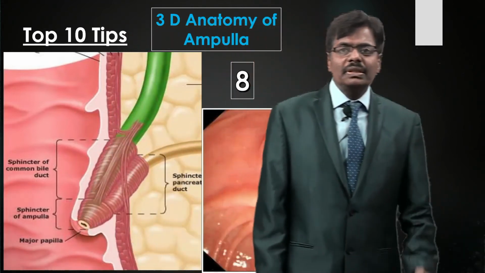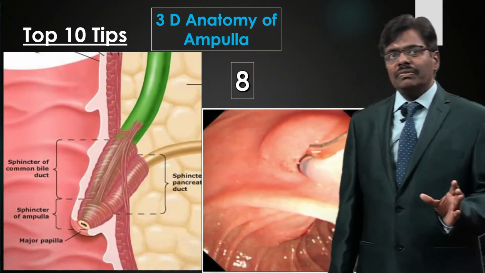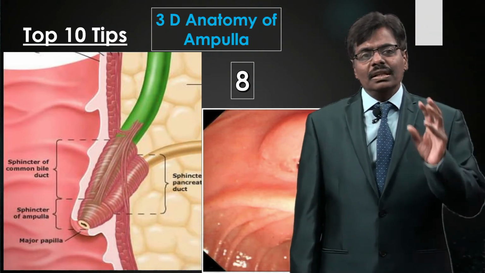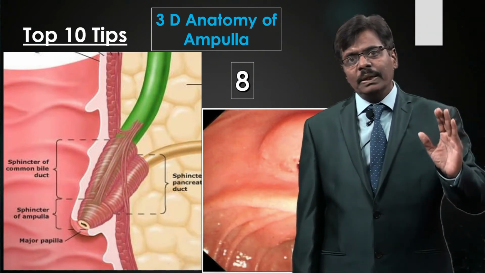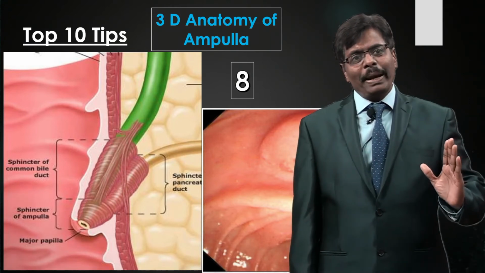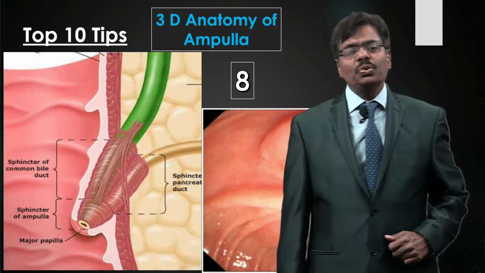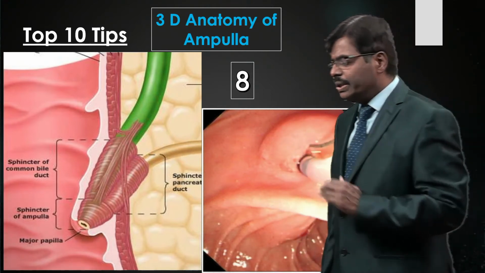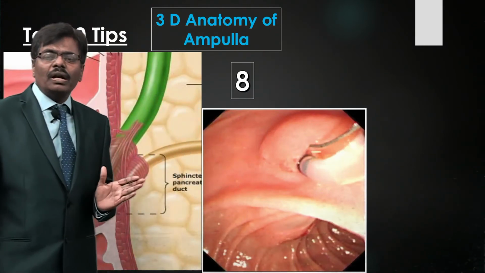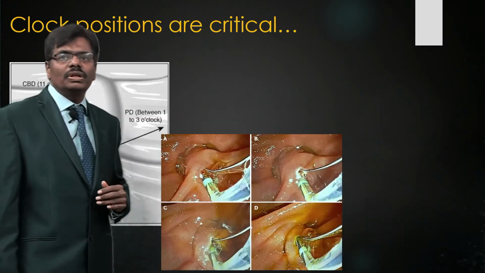The last step is always, as I told you again, the importance of the three-dimensional anatomy of the ampulla. That is, the sphincter papillae has the sphincter choledochus going towards the 10 o'clock and the sphincter pancreaticus going towards the 2 o'clock. You need to understand those, because you have to direct the guide wire and also the pre-cut accordingly. So that is why it is important.